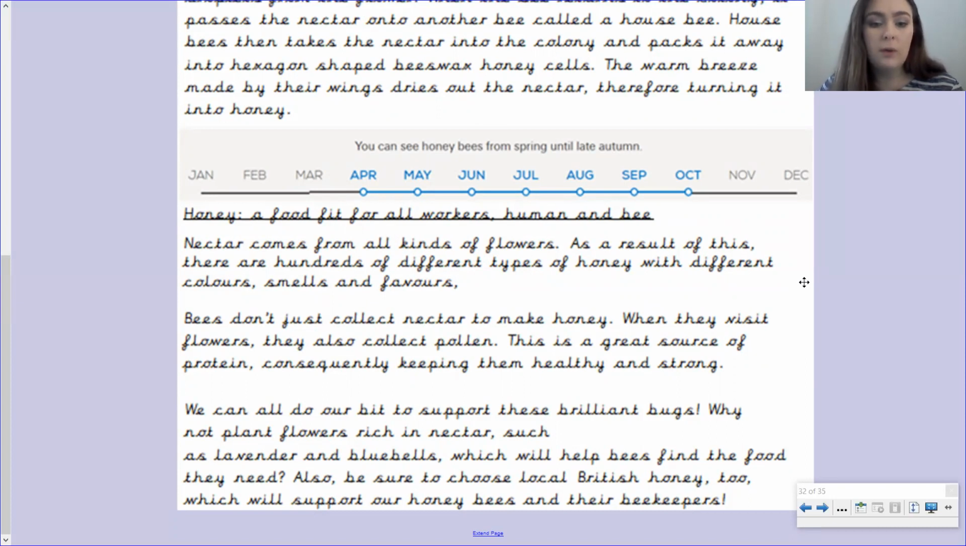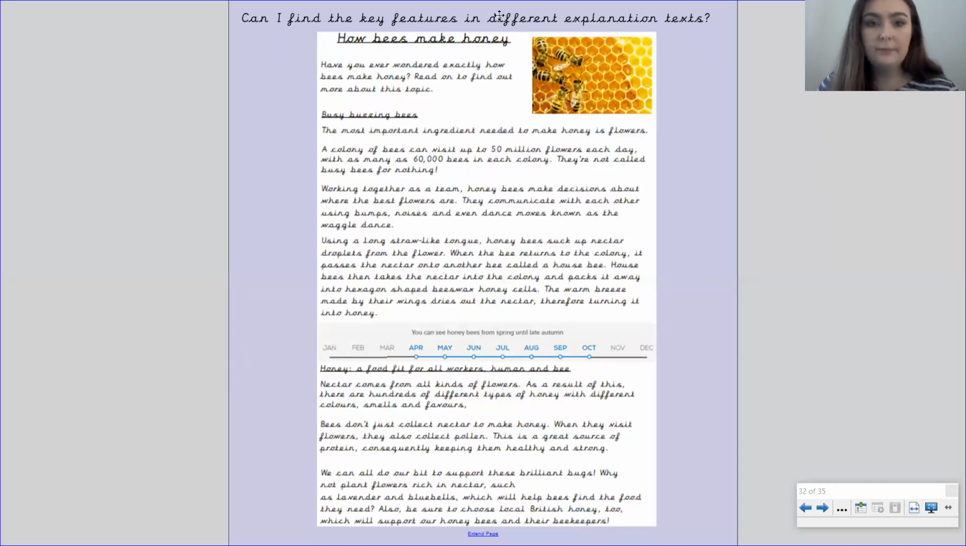We can all do our bit to support these brilliant bugs. Why not plant flowers rich in nectar, such as lavender and bluebells, which will help bees to find the food they need. Also, be sure to choose local British honey too, which will support our honeybees and their beekeepers. So that there is our explanation text all about bees.